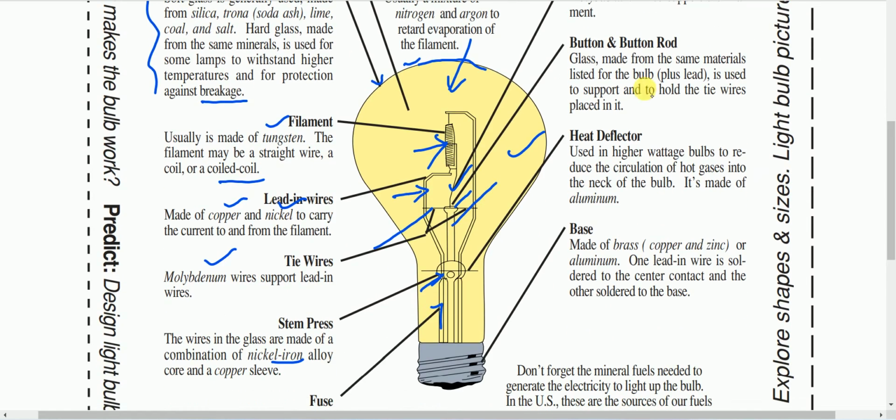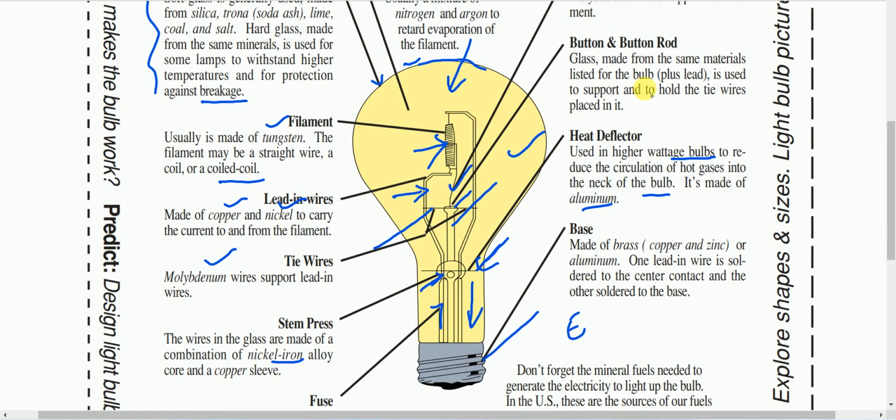And here you'll find a piece of metal. This is the heat deflector, used in higher wattage bulbs, maybe 200-watt bulbs or more, to reduce the circulation of hot gases into the neck of the bulb. So to reduce the circulation of hot gases here, this heat deflector is used. It is made of aluminum.